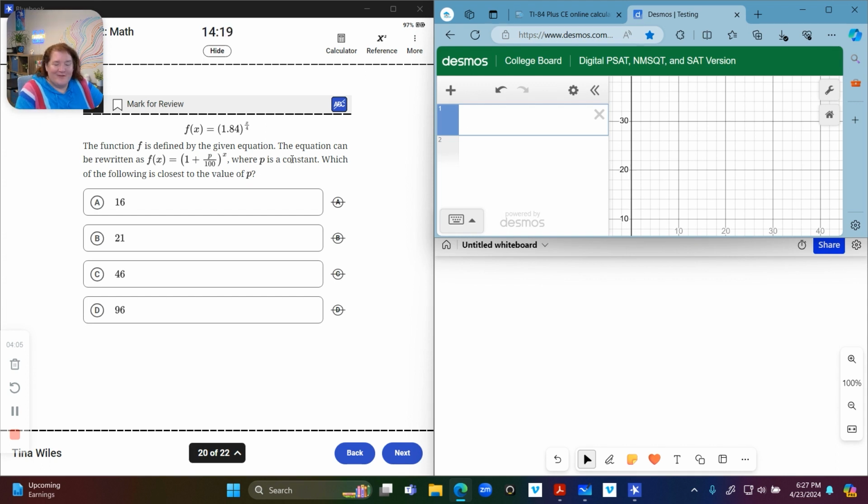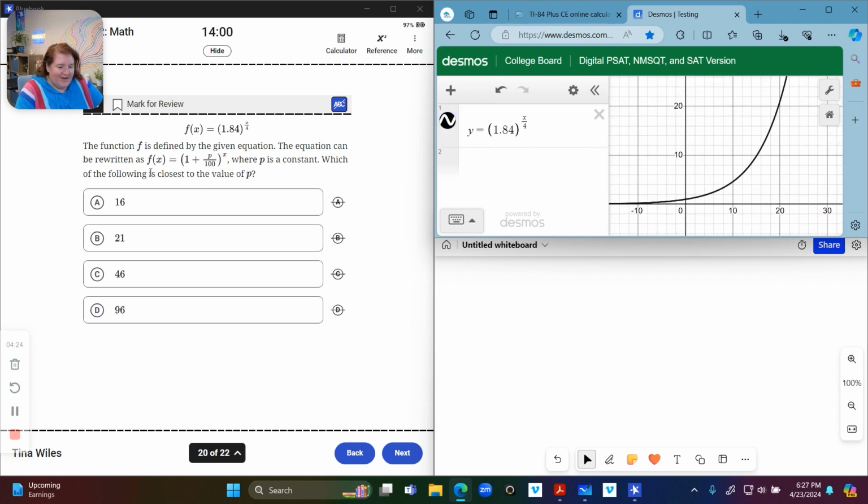Okay, I could solve this algebraically. But why would I when Desmos can be my best friend? So I'm going to plug in the equation they give us to the x over 4. Okay, so I have this graph. And then they want to know what this is going to be rewritten. So it means it's going to be the same equation. So I'm going to write this one.